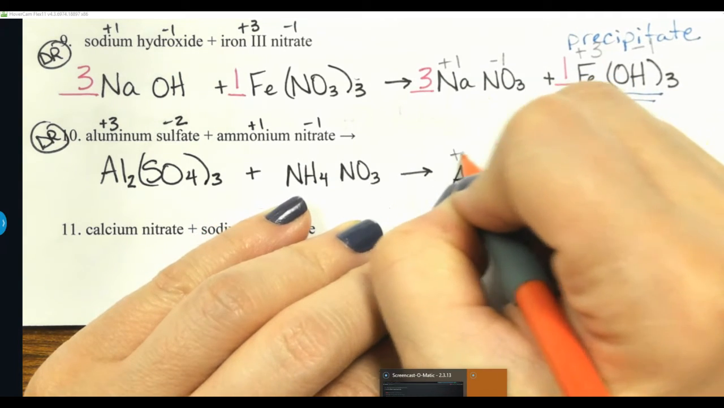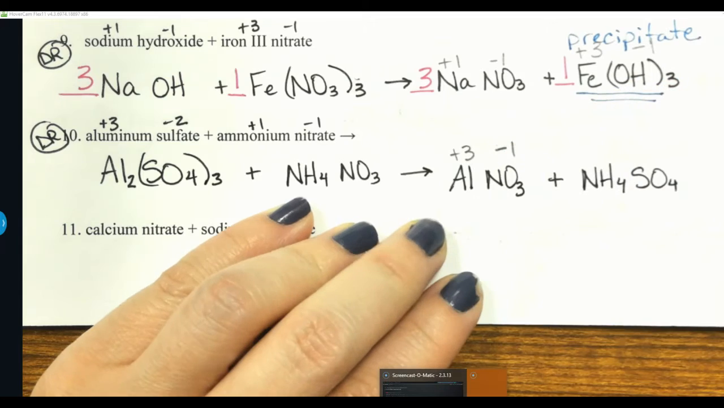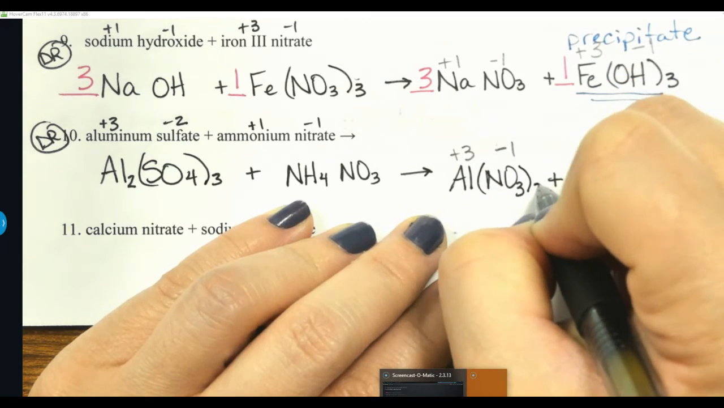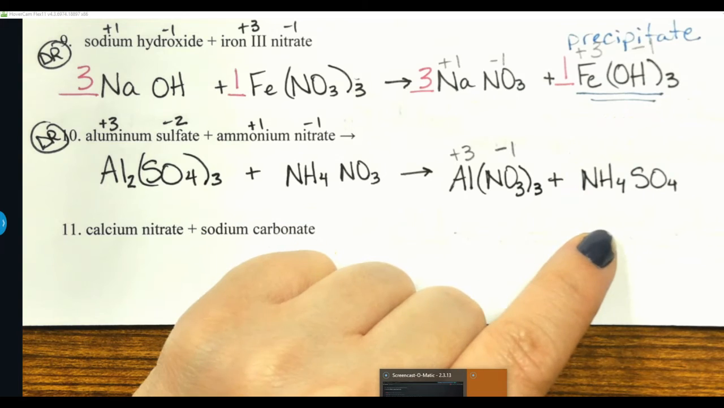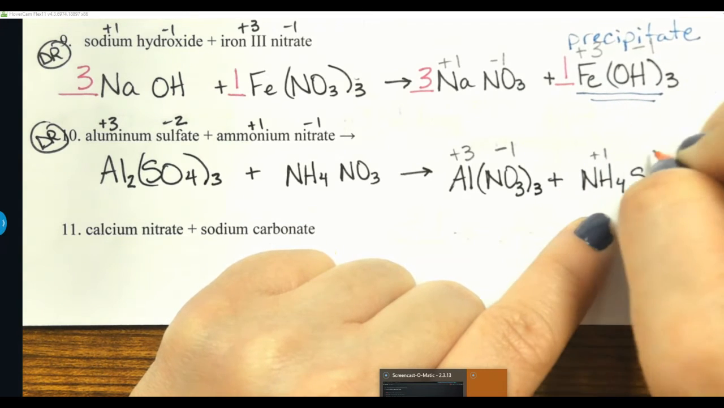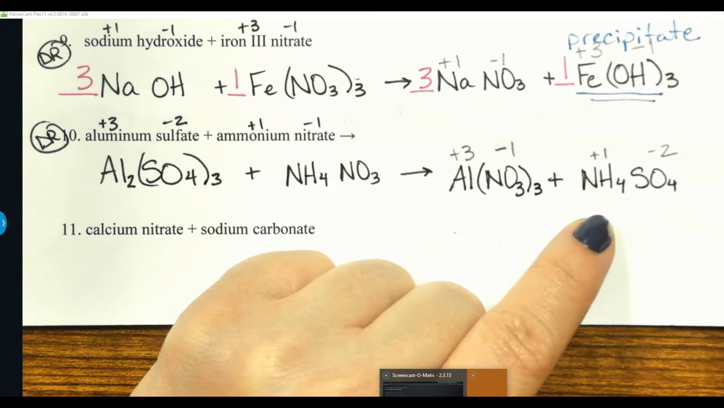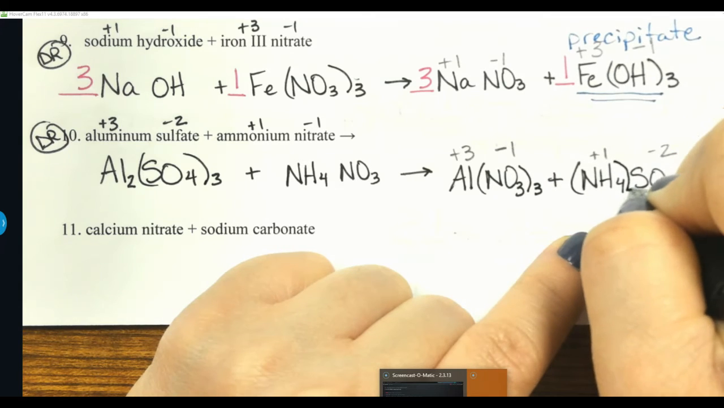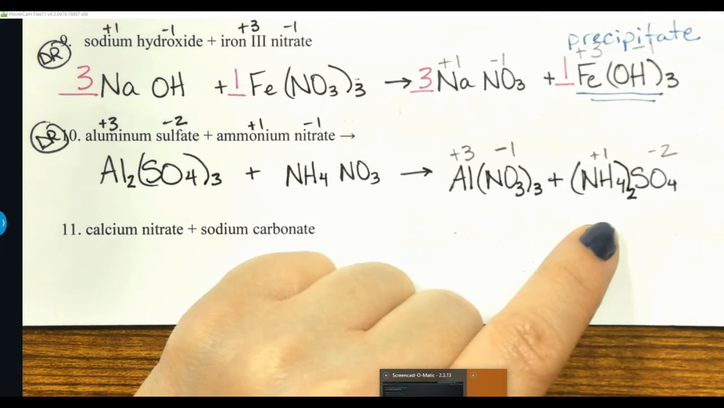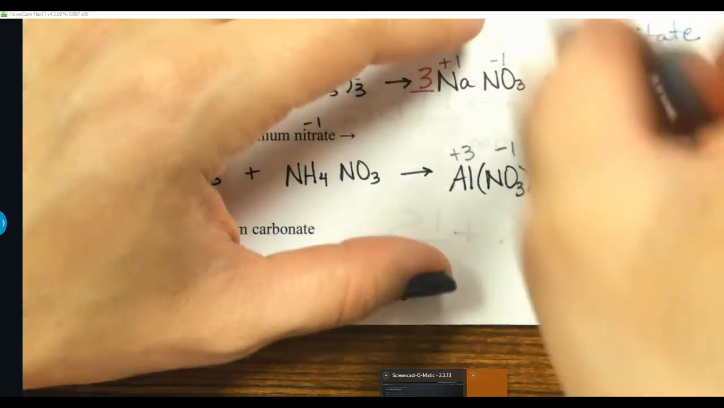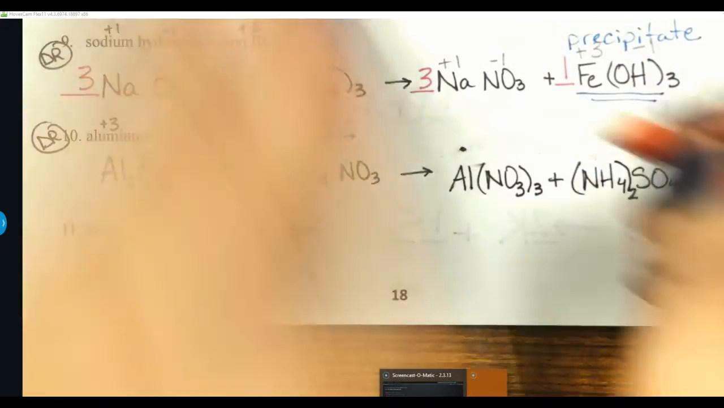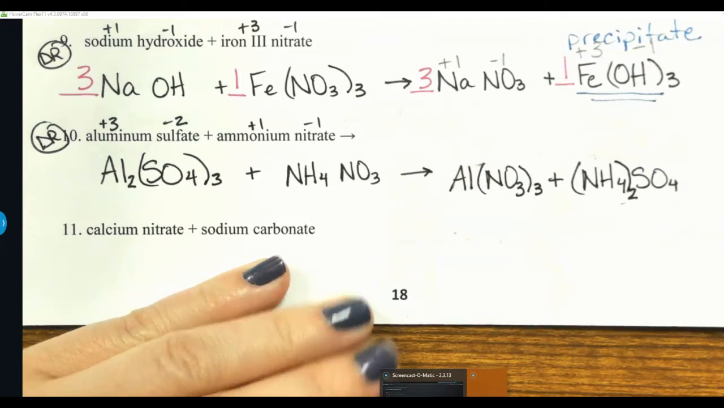We have a plus 3 minus 1 on aluminum nitrate, so crisscross is going to put that in parentheses with a 3. This is a plus 1 minus 2, and when I crisscross that, I'm going to get ammonium, and I should have 2 next to ammonium. So we're done with our charges now, and I don't erase them always, but we definitely don't need them anymore, that's for sure.